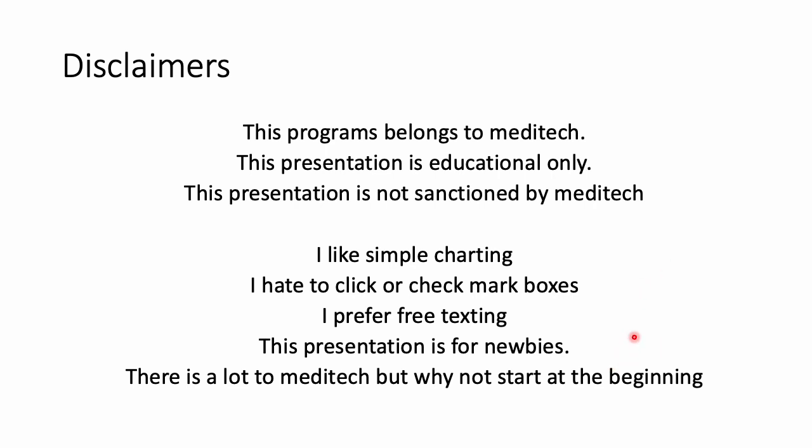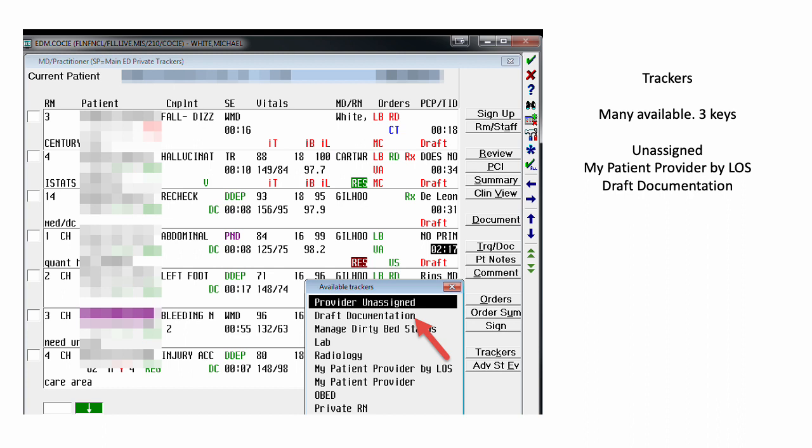So there's a lot in Meditech. Let's start at the beginning, and again, this talk is geared to be simple for your first shift. So there's trackers. When you first get in here, you'll see a screen like this, and it can be a little bit daunting, but there are two trackers you want to use. Three, if they will allow you to have three open, but that's facility dependent. Almost all of them will have at least two.